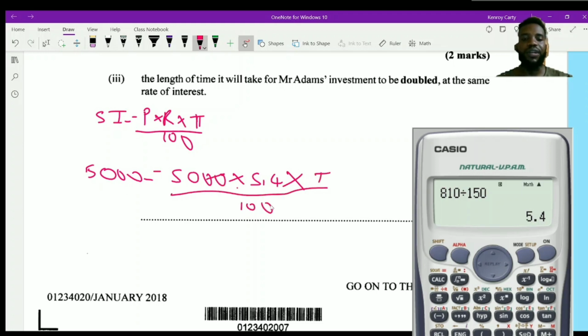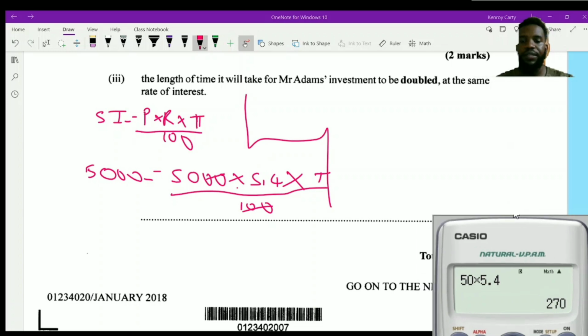Now the concept remains, work on the zeros. All right, let's break this down. You have 50 times 5.4. Make use of your calculator now. So I'm going to have, I'm turning this on, 50 times 5.4, 270. All right, let's see. Let me make some space here. So I'm getting 270 here. So I'm going to say, all right, 5,000 equals 270t. I will divide both sides by 270. And we all know that time is in years, right?